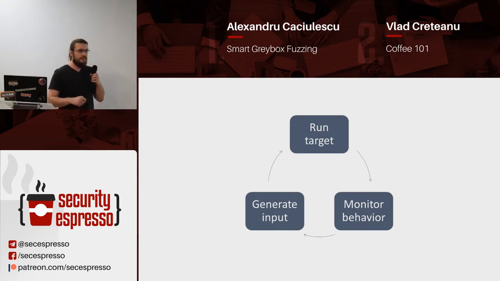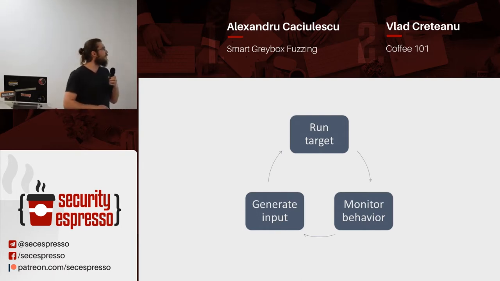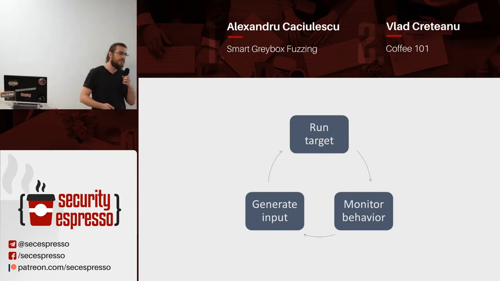We, in an infinite loop, constantly generate inputs. For example, let's think of the most basic approach. We generate random inputs, random blobs of bits. We send them as input to the target. Then we run the target. We monitor its output and see if the target behaved in any unexpected way. For example, it crashed, it hanged, had memory leaks, any such thing.